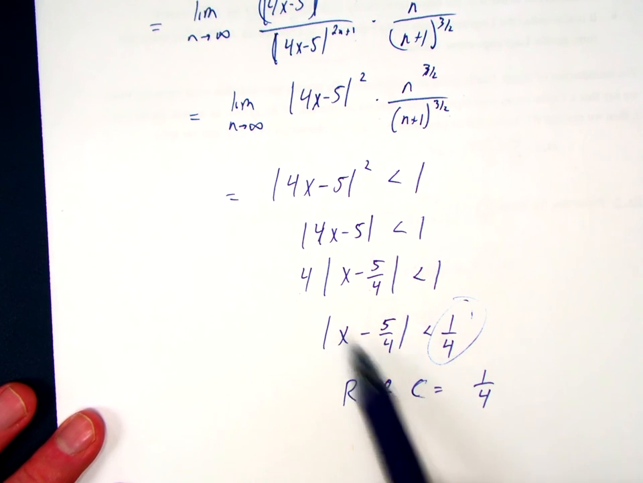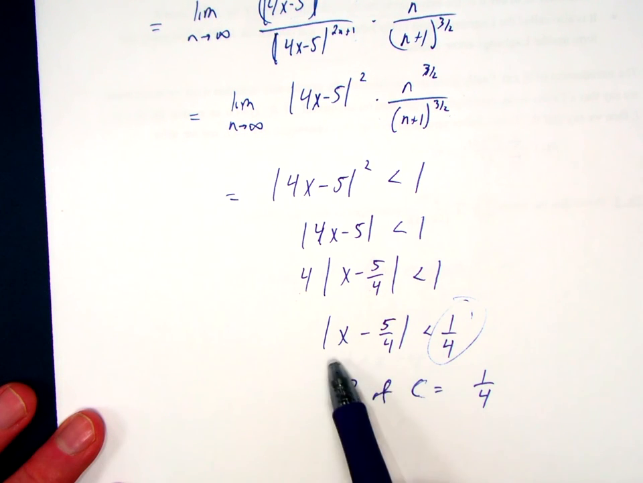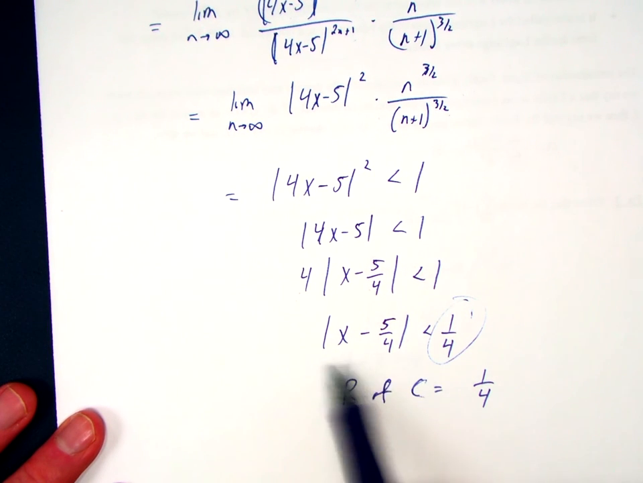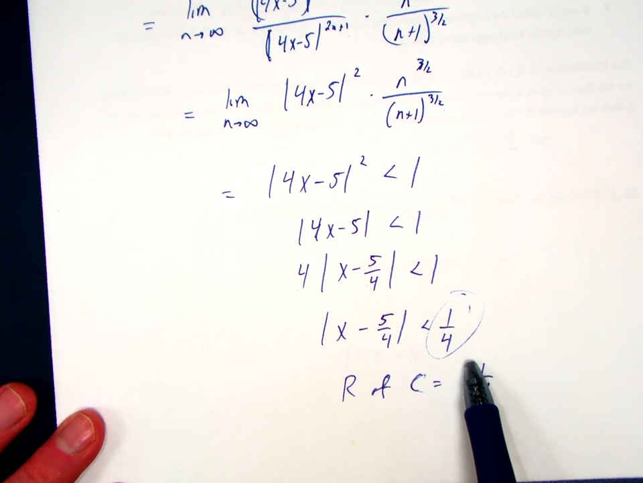So basically, when you're solving this, when you get absolute value of x plus or minus a number, when that part is by itself, whatever you're left with on the right side is your radius of convergence.